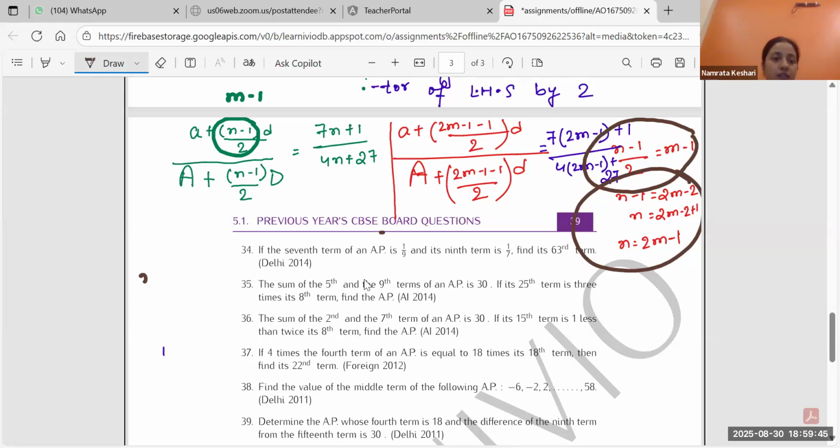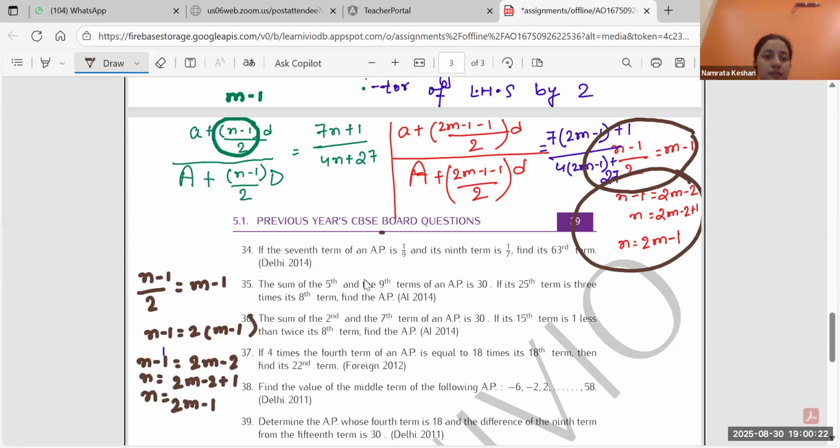I have taken that we have (n minus 1) by 2, and we want to make m minus 1. Now we are trying to find what n is. So we will do n minus 1 is equal to 2 times (m minus 1). That means n minus 1 is equal to 2m minus 2. That is, n is equal to 2m minus 2 plus 1, that means 2m minus 1. Making sense?